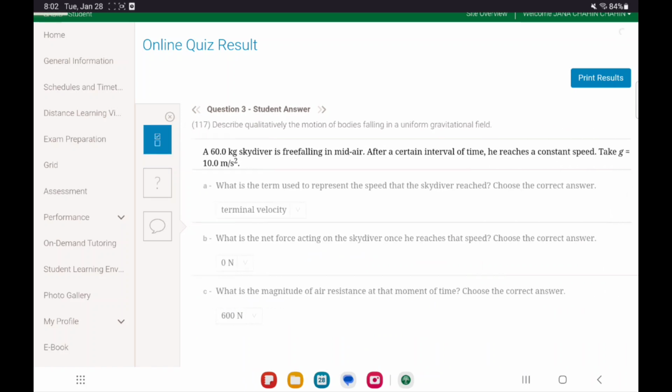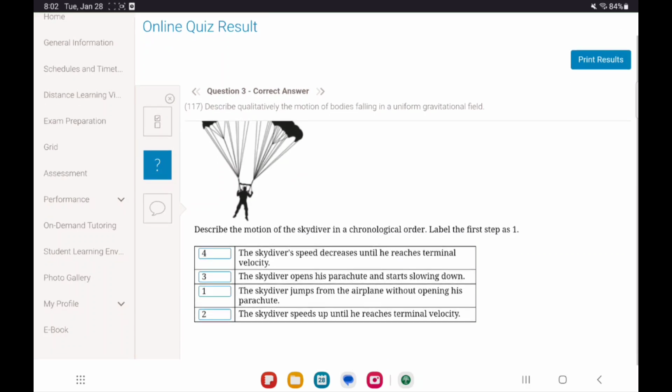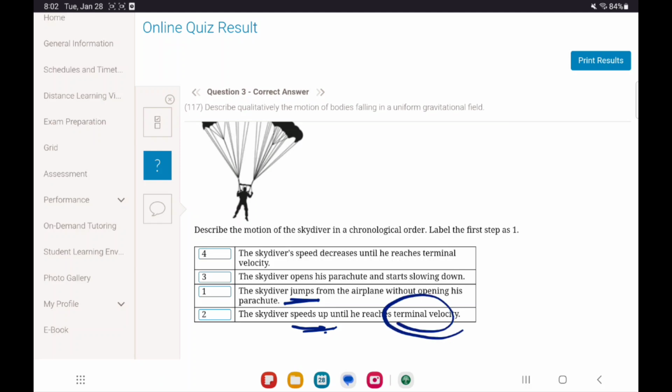Let's go to the second question. This is also coming in the exam, okay? I would like you to memorize this because there's not really any explaining. You just need to know the steps, okay? So first, obviously, he jumps off the plane. Why would we have all of this if he's not jumping? Second, he keeps speeding up. Like I said, he keeps speeding up with air resistance until he reaches terminal velocity. And then, because we reach terminal velocity, we reach a constant speed.